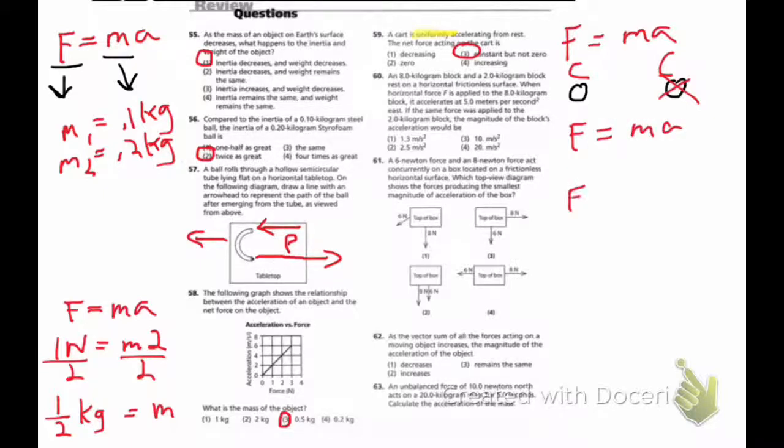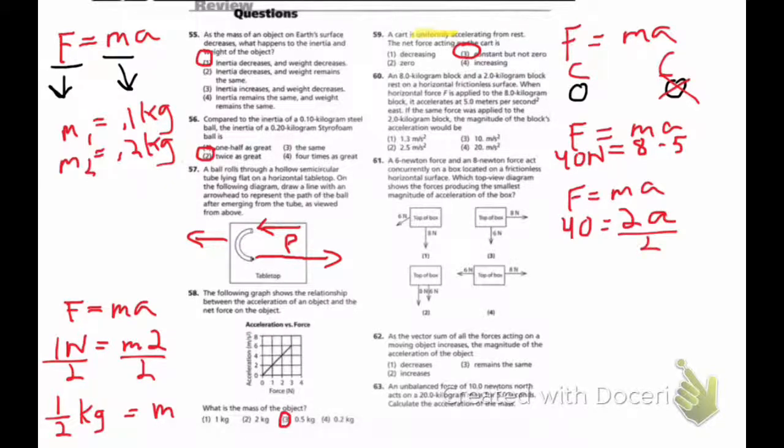We have to use F equals ma using the first block, and then F equals ma for the second block. In the first F equals ma equation, we can input that the 8 kilogram block is accelerating at 5 meters per second squared. This will produce a force of 40 newtons. Since we're going to take that 40 newton force and let it act upon the 2 kilogram block, we need to find out what the acceleration would be.